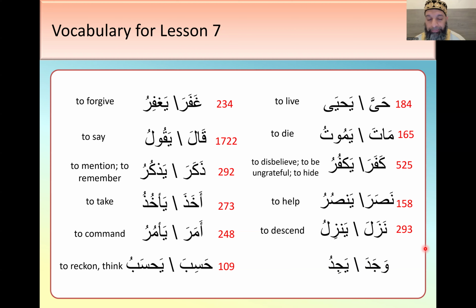Wajada, yajidu: he found. Excellent. And wajada is a weak verb. Why is wajada a weak verb? Fantastic, because it contains a waw in the root word, which is one of the weak letters. Excellent. This one's come in 107 times.